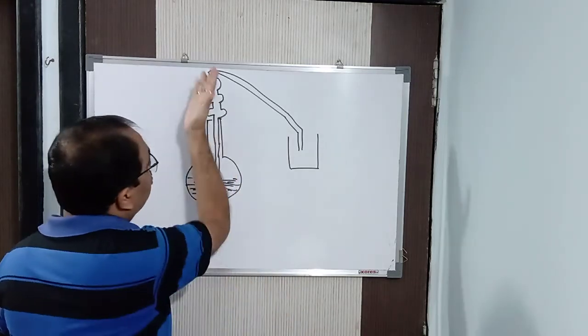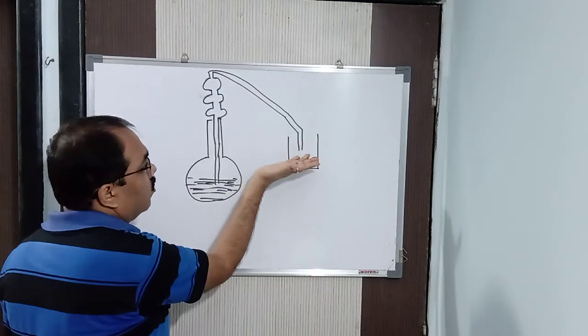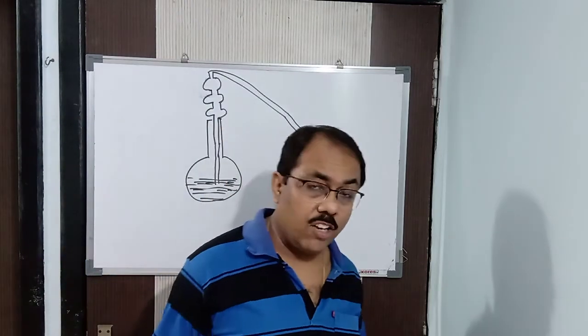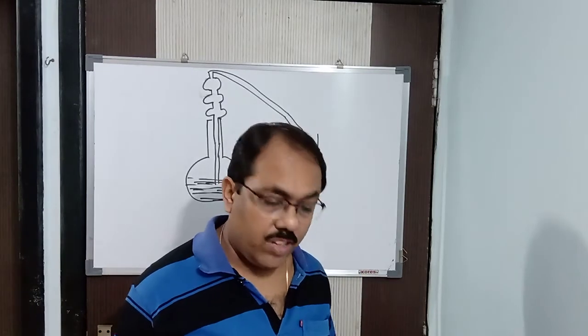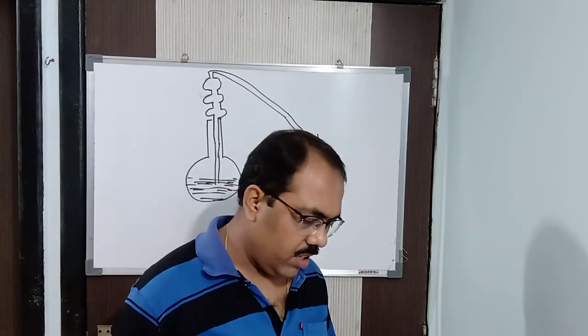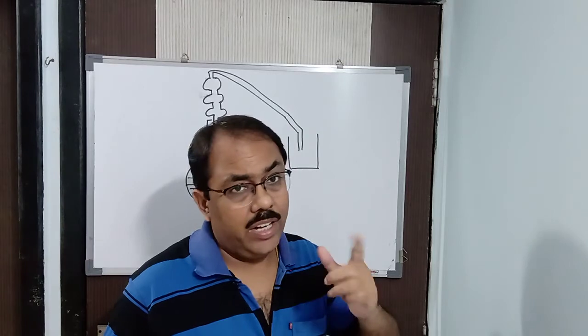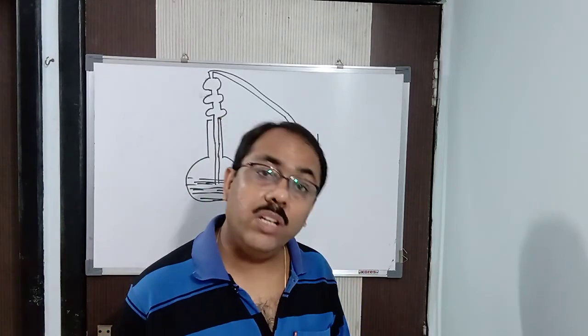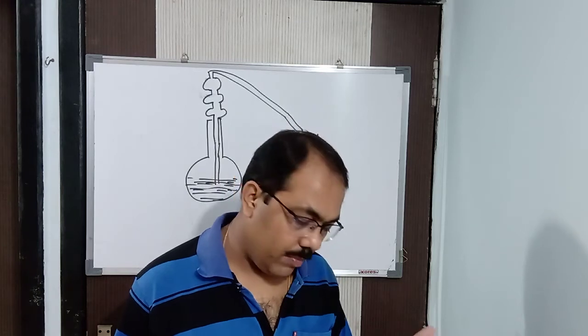Both will volatilize out. Water will also volatilize out. Ethyl alcohol will also volatilize out. And it will be collected here. Then how will you separate it? That cannot be done by fractional distillation. For example, ethyl alcohol and water, if you are taking it, the boiling point of ethyl alcohol is 78 degrees centigrade and water is 100 degrees centigrade. So there is a difference of 22 degrees Celsius. Mind it here. So it can be done.